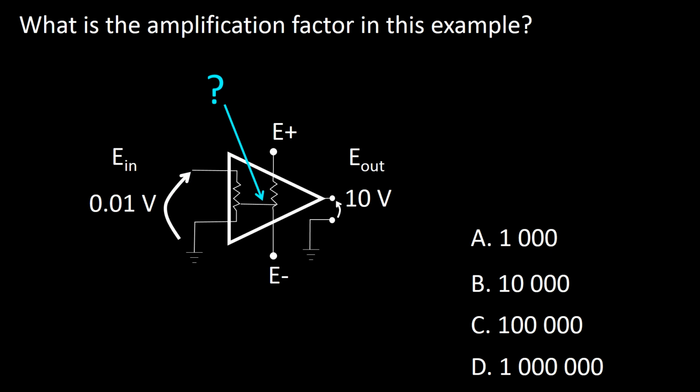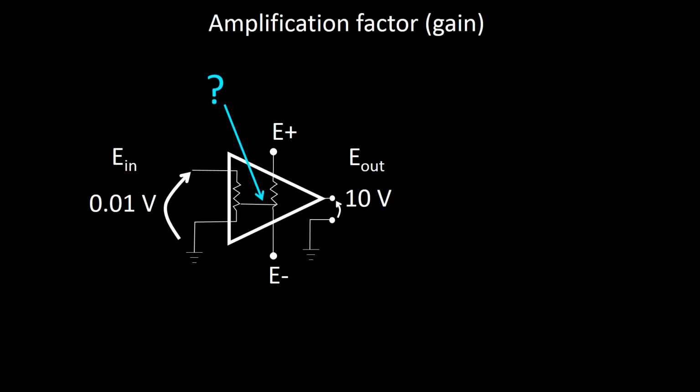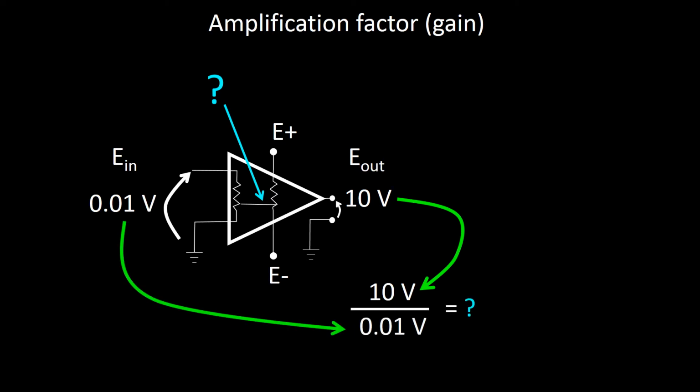Next question. What is the amplification factor in this example? Please take a few seconds to look at it and then try to come up with the correct answer. The choices are A, 1,000, B, 10,000, C, 100,000, D, 1 million. The amplification factor, or gain, of an amplifier can be figured out by a simple mathematical operation. This operation consists of dividing the output voltage by the input voltage.